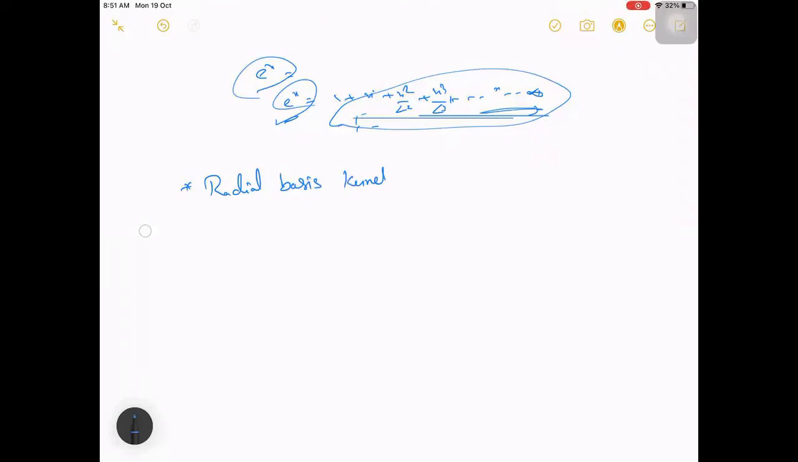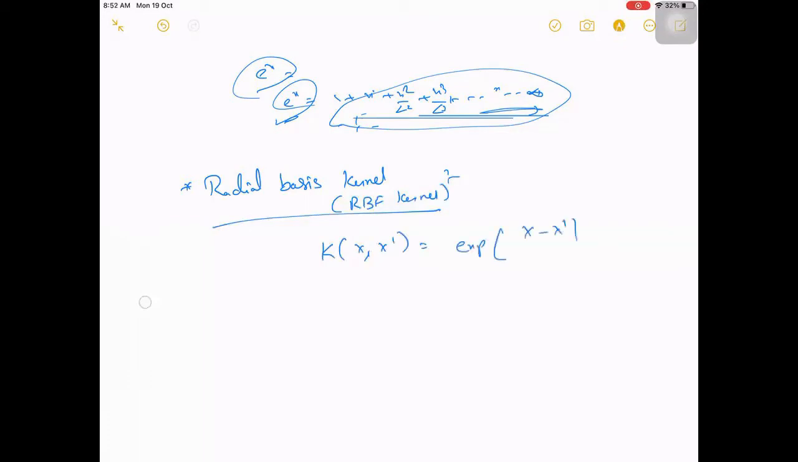What the radial basis kernel, we shortly call it the RBF kernel. How it will be is, we represent it with K, kernel. So K of x comma x dash equal to exponential of x minus x dash. So this is the formula for it.